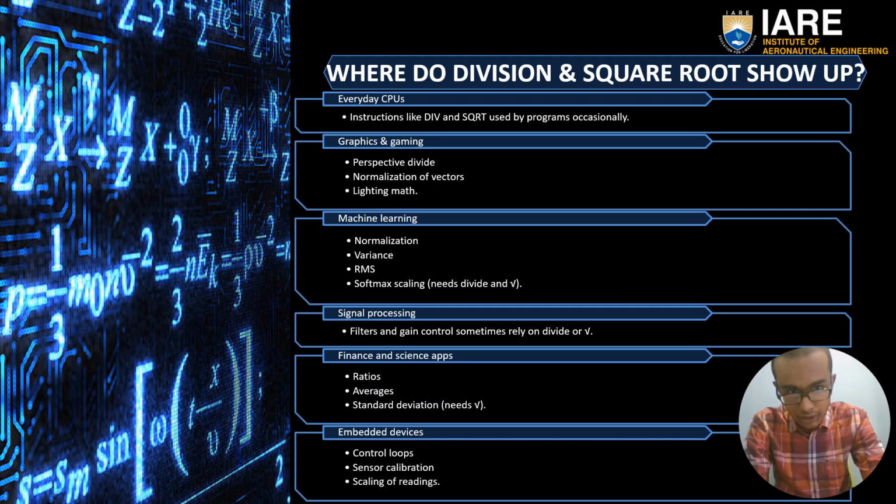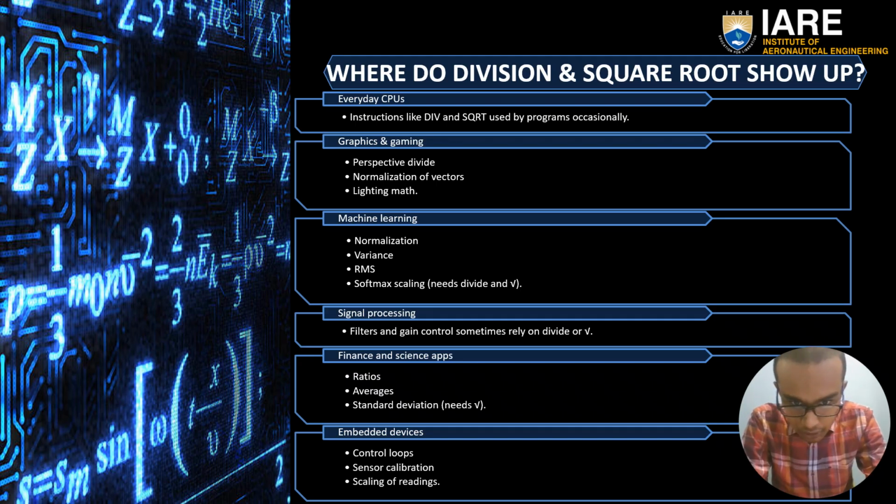In computer system architecture, there are six main areas where division and square root show up. First of all, everyday CPUs. Instructions like div and square root are used by programs occasionally. After that, graphics and gaming: perspective divide, normalization of vectors, lighting math, etc. And after that, machine learning: normalization of values, variance, RMS, and softmax scaling, which need divide and square root.